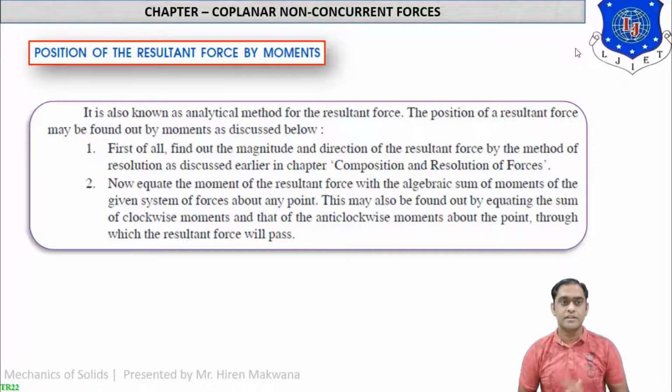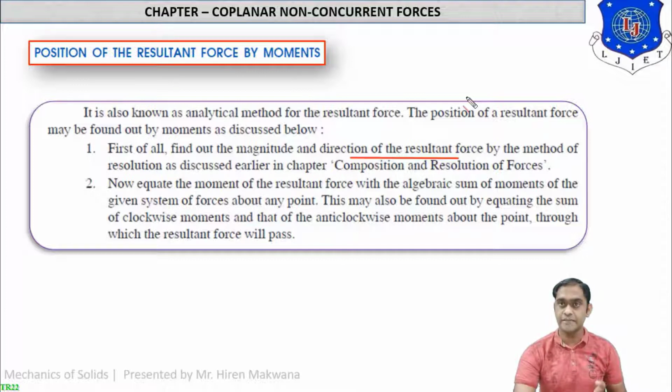Let us see how. Here the steps are written in the box. It is also known as the analytical method for the resultant force. The position of the resultant force may be found out by moments as discussed below. There are two steps. Step number 1: first of all, find out the magnitude and direction of the resultant force by the method of resolution, as discussed in the chapter composition and resolution of forces, our first chapter. Step 2: equate the moment of the resultant force with the algebraic sum of moments of the given system of forces about any point, which means apply Varignon's principle.